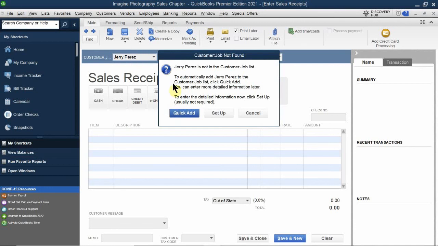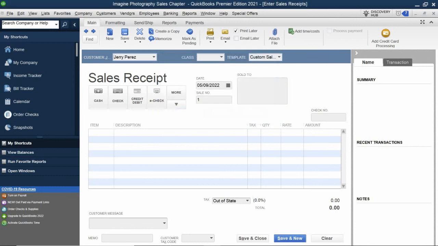Do you want to quick add them? Do you want to set them up? Or do you want to cancel? Maybe you accidentally typed in the wrong name. In this case, the book tells you to quick add. So once again, quick add is where you're just adding them into the list very quickly without getting any information in regard to that customer.